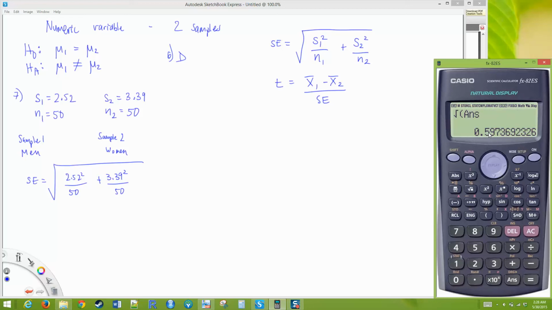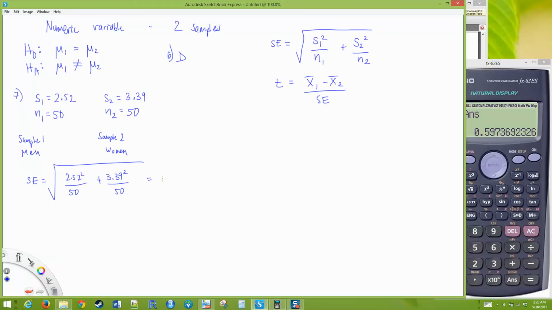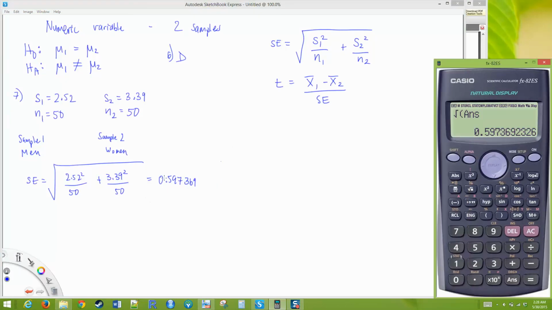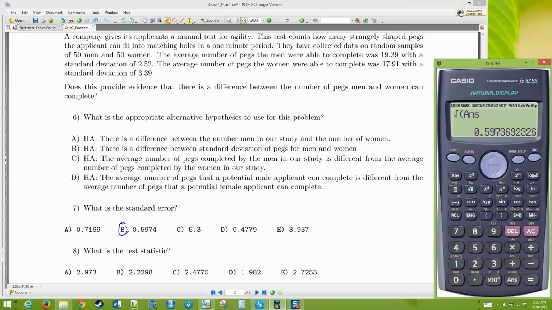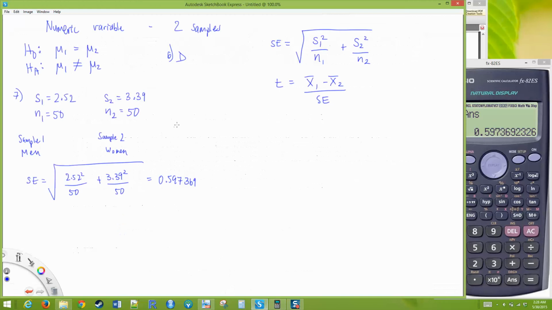So I get 0.597369. Okay. Now, let's take a look at our answer choices. We're looking for something along the lines of 0.59736 or 0.5974. And we see answer choice B. So for number 7, our answer choice is B.